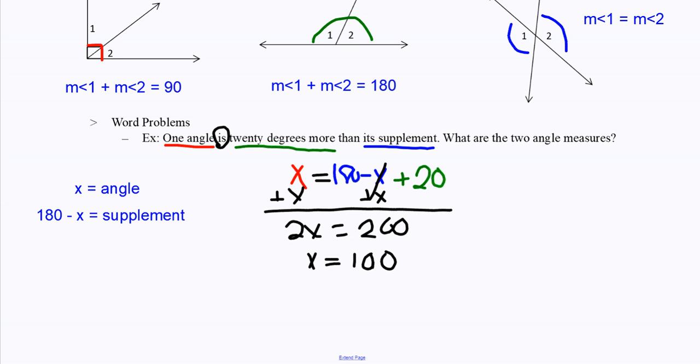Do make sure at the end that you're answering the question. The question says 2 angle measures. Make sure you've got both of them. Not just the angle, but also the supplement I'm looking for. So 180 minus x is going to be 180 minus 100, which is 80 degrees. So there are my 2 angles.